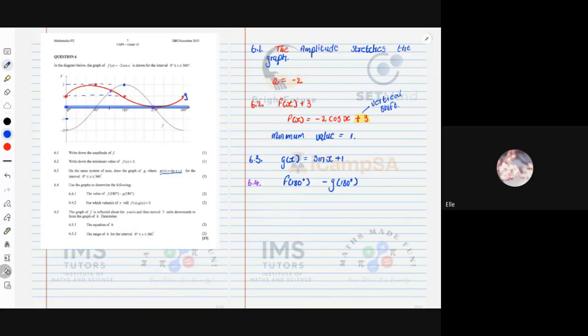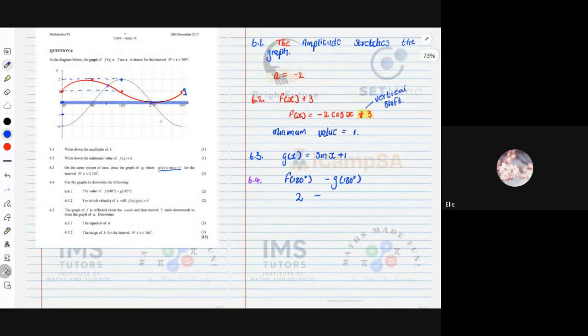We simply take those values and put them there because they said we must use a graph. So f at 180 is what? It's 2, minus g at 180, which is 1. So this is equal to 1.